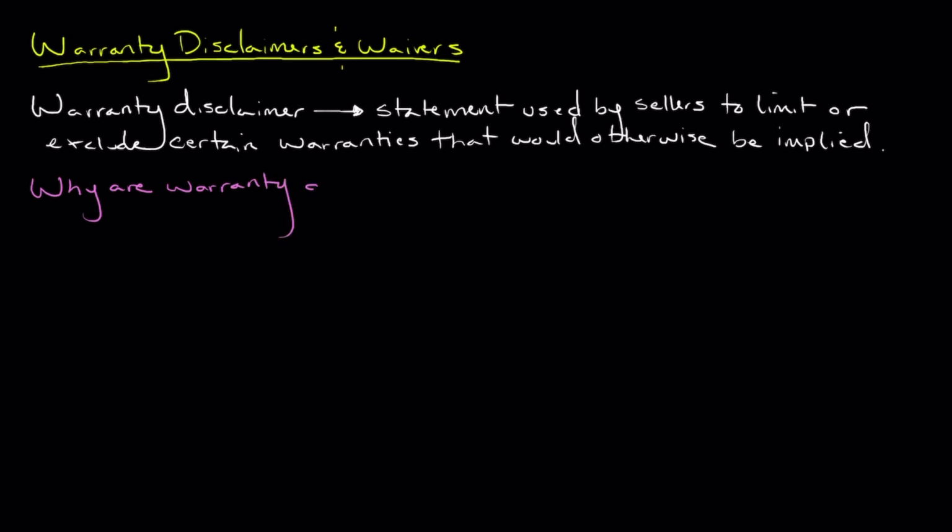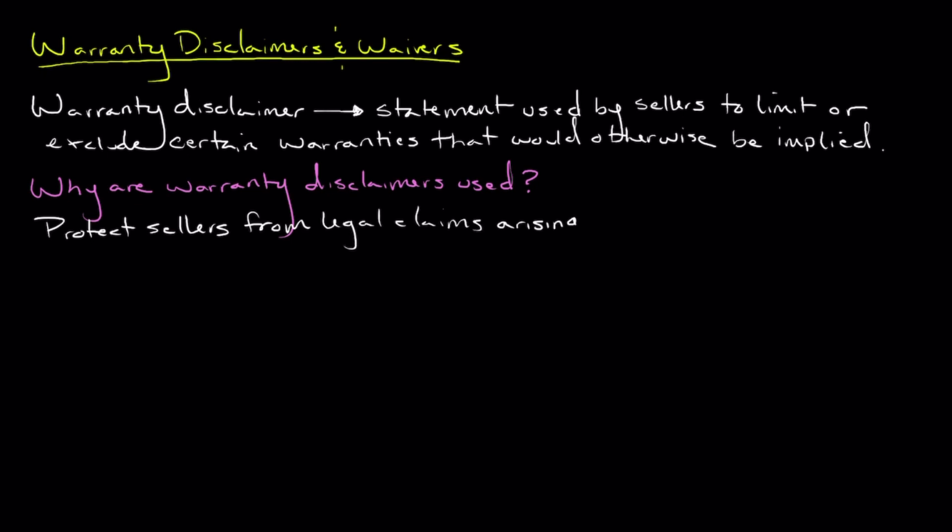Now, why are these disclaimers employed? Sellers use warranty disclaimers to protect themselves from potential legal claims arising from implied warranties. By explicitly stating that certain warranties do not apply, sellers aim to avoid disputes and limit their liability. This is especially important in transactions where a buyer has the opportunity to inspect the goods before a purchase, which is very common, especially in third-party transactions where we're reselling something that was originally purchased from a merchant at some point.